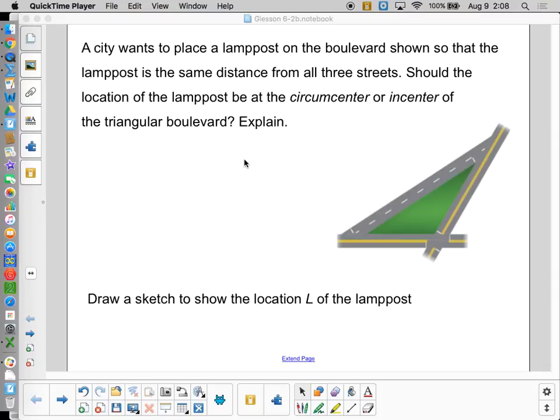We're going to continue with the ideas of circumcenters and incenters. We are going to wind up in the coordinate plane. That shouldn't be a shock to you, because that's going to happen an awful lot. But we're going to start with this question. I just want you to take a moment to read through it.